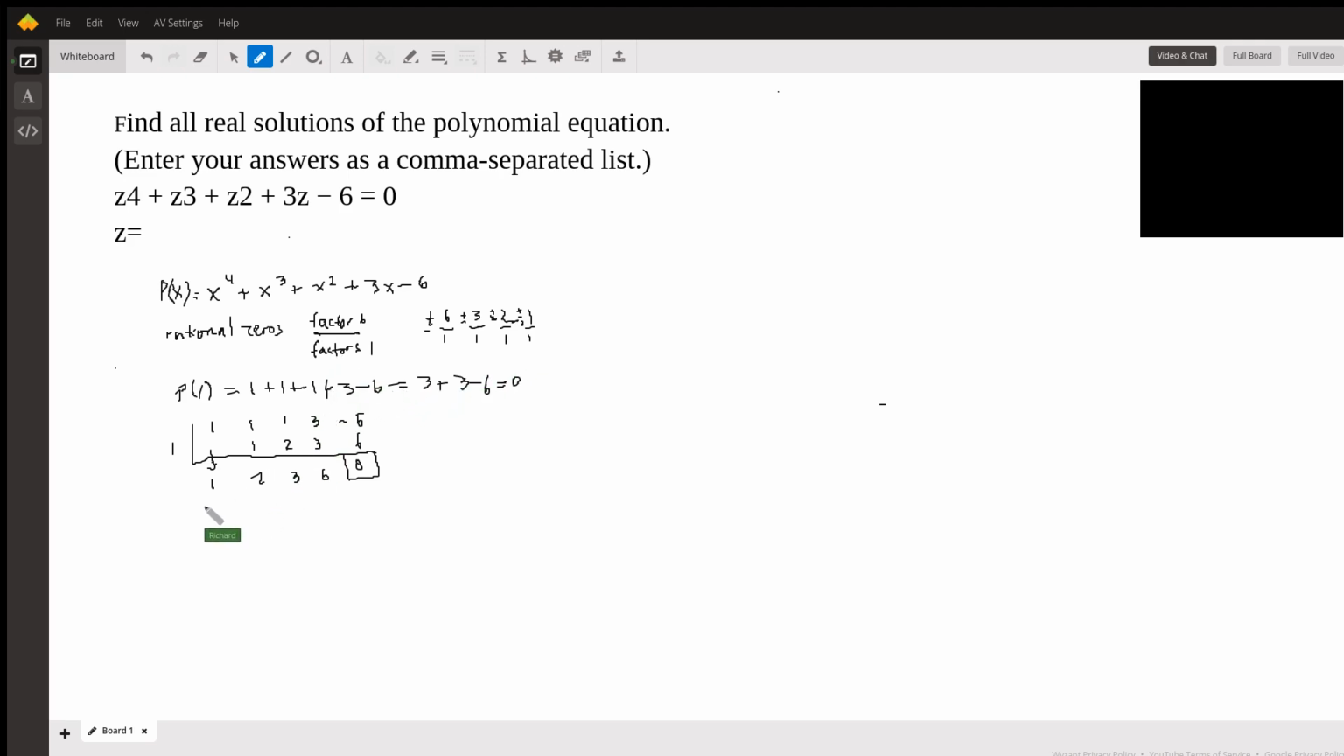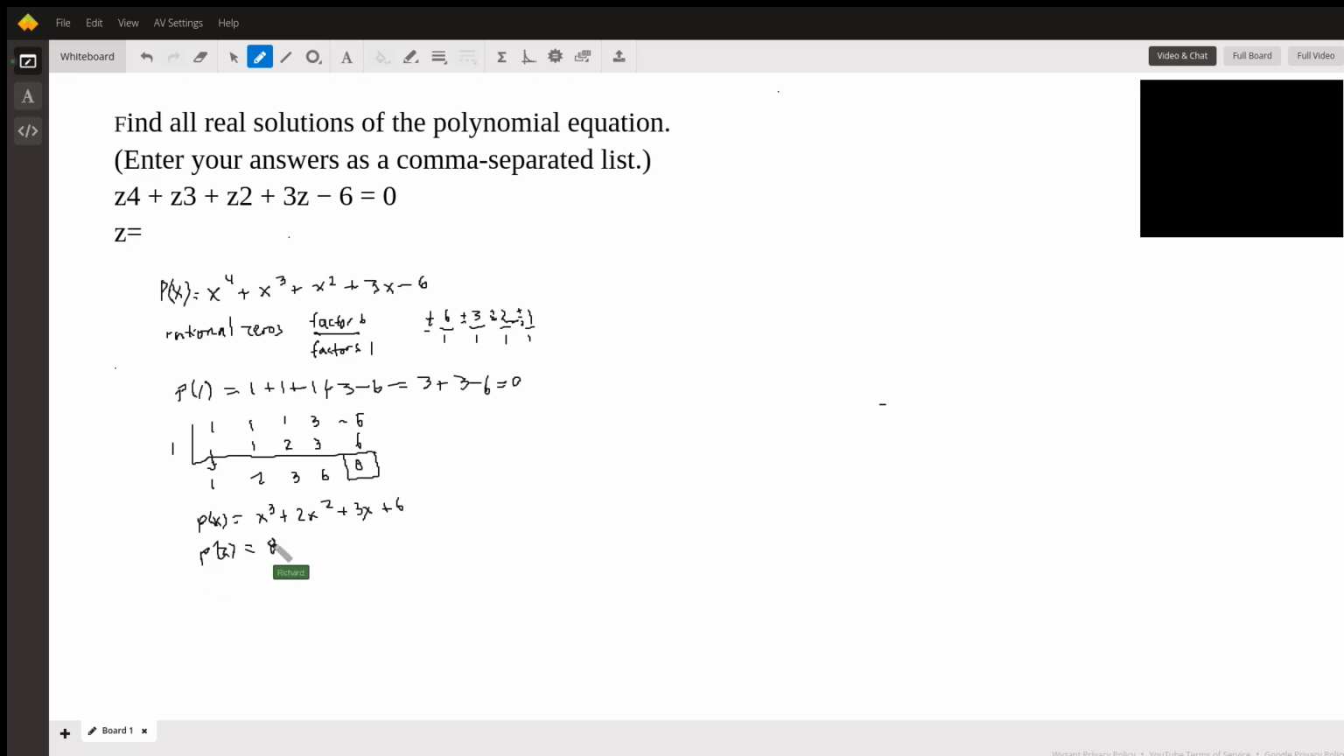and you can see that here now our p of x is just, this is called the reduced polynomial. This is going to be x cubed plus 2x squared plus 3x plus 6. I don't think p of 2 is going to work. Let's give it a try though.